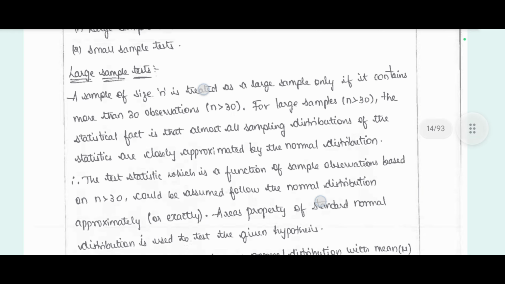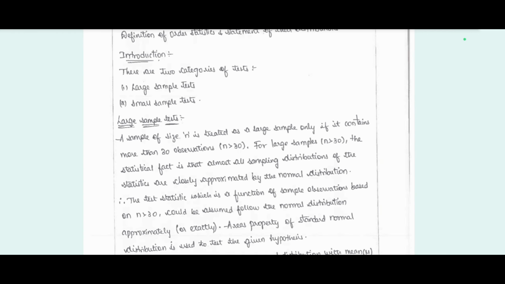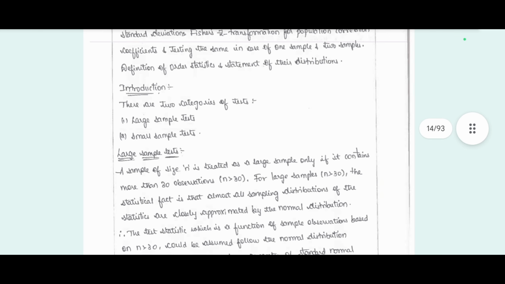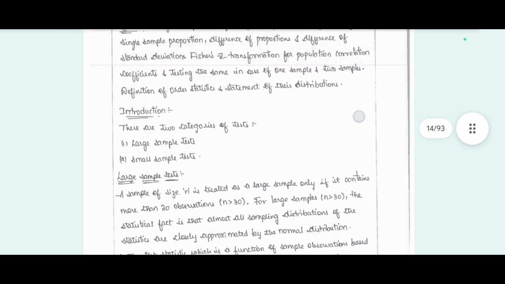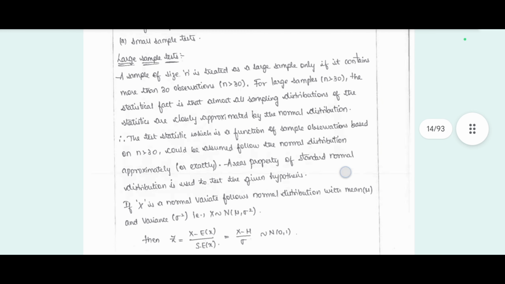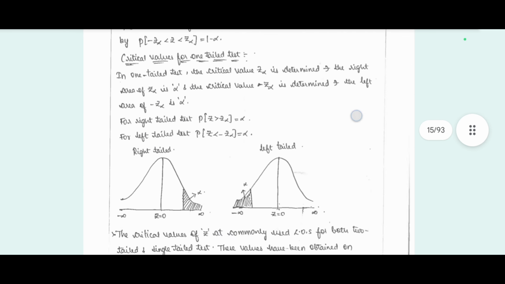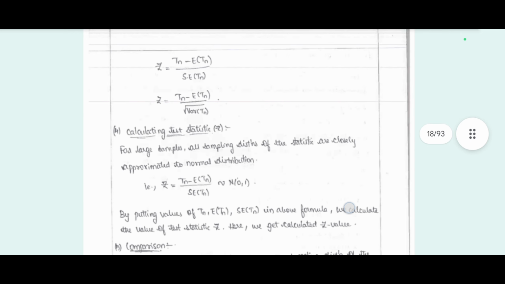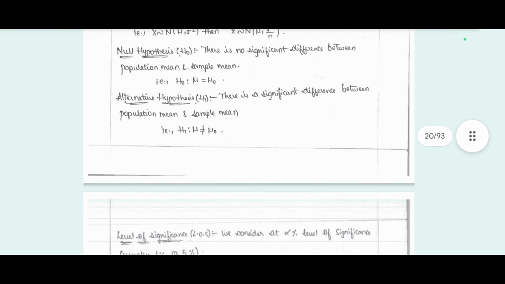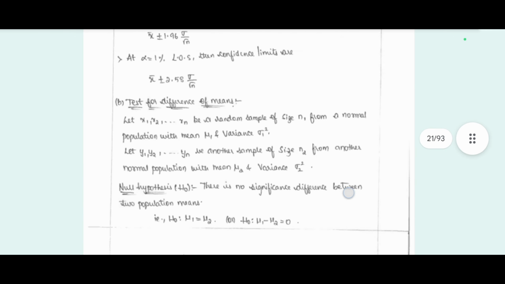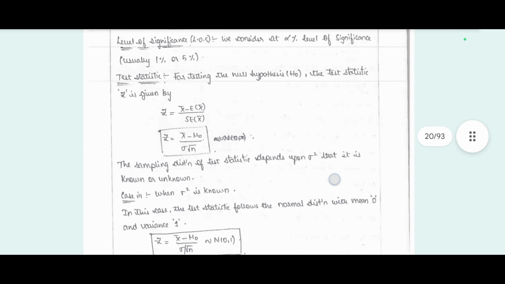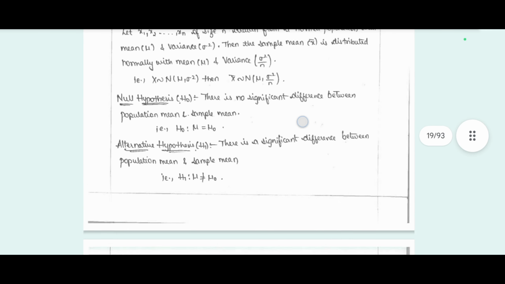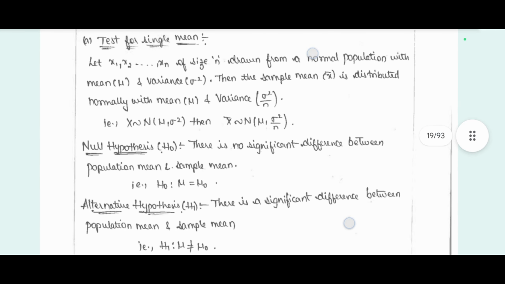Okay, large sample test. After that, we are entering into unit number 2, that is testing of hypothesis and its calculations. Critical values were also completed in the previous session. Next, we have to see test for single mean. Okay, so test for single mean.